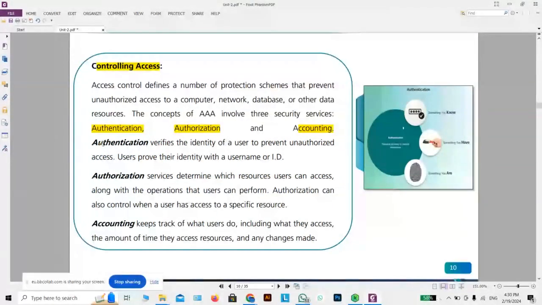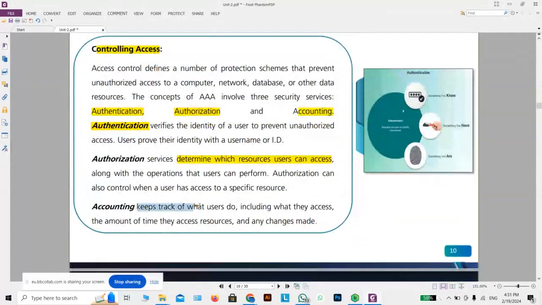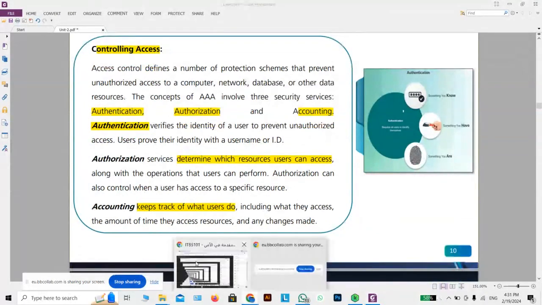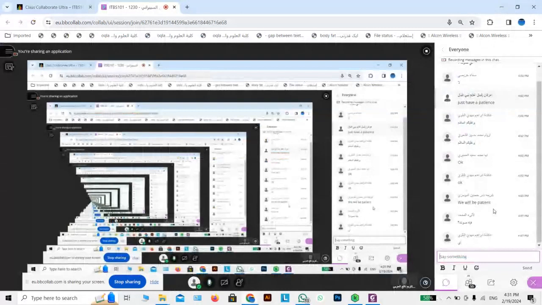Okay, let's read that text now. Verify the identity of the user to prevent unauthorized access. That's simply authentication. Authorization services determine which resources a user can access, along with the operations that user can perform. That's about authorization. Keeping track of what users do is all about accounting. Let me continue down.